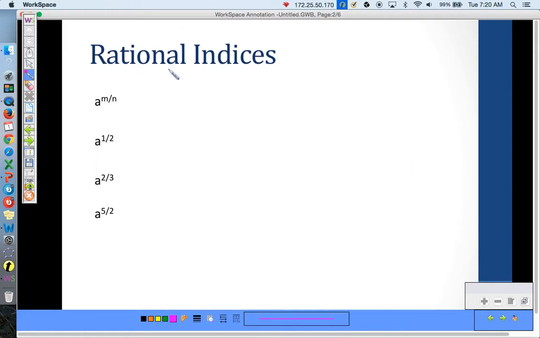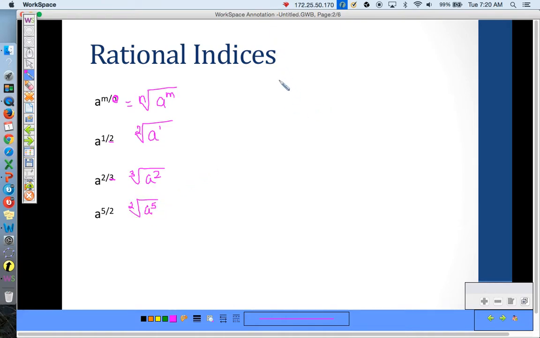So the next thing we're going to take a look at is these fractional exponents. Now some of you might remember from last year, this bottom number, that's your root. So this can be written as the nth root of a to the m. The 2, the second root, which we commonly see as the square root of a to the 1st. This one, the third root of a squared, and the square root of a to the 5th.